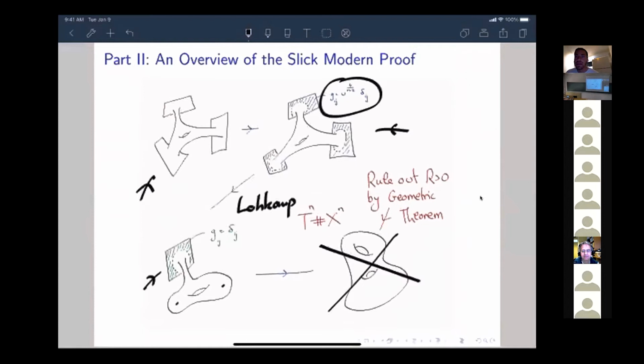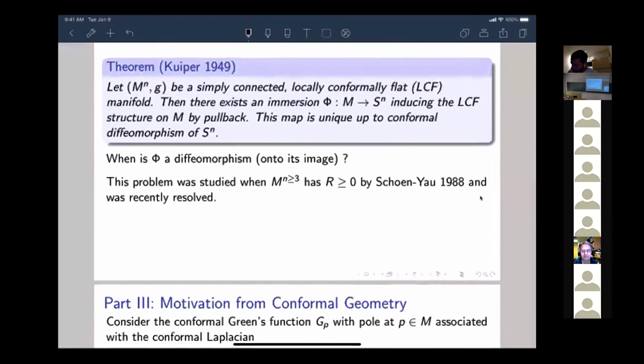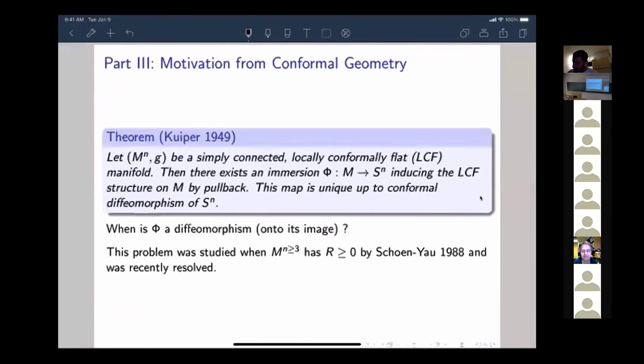This is the classic slick version of the modern proof of the classic theorem. Now I'm going to change gears a little bit here. Bear with me for just a second. I'm going to change gears, and we're going to put the positive mass theorem behind us. We won't be thinking about it anymore for at least a few slides.